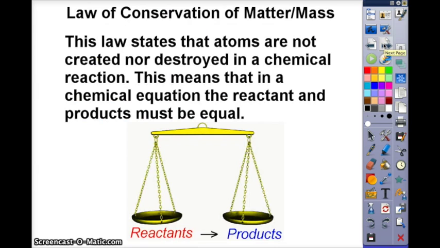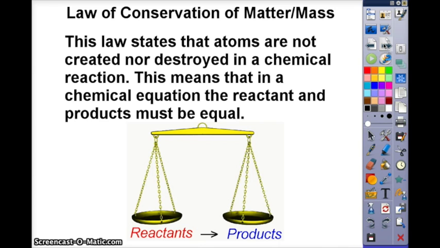We're going to talk about the law of conservation of mass or matter, kind of interchangeable. Mass is the amount of matter in an object. So conservation of matter or mass is what you would see it as. This law states that atoms are not created nor destroyed in a chemical reaction. All the reactants are equal to all the products. The left side is equal to the right side of a chemical reaction or a chemical equation.